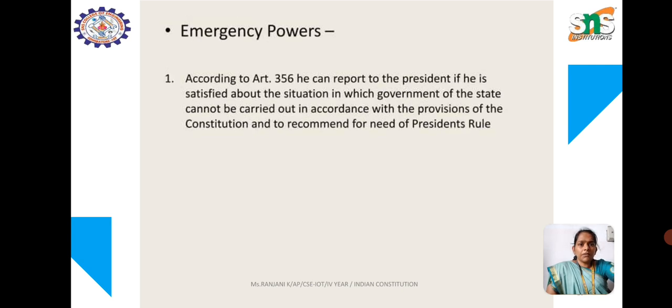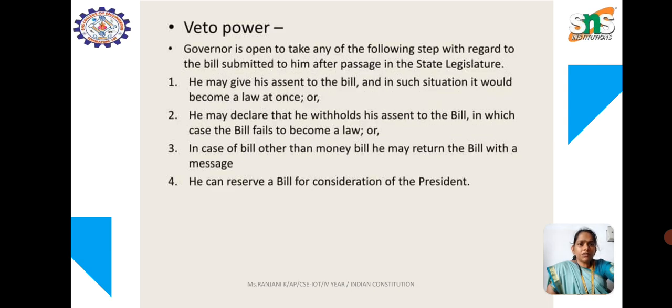Next is the emergency power. He can report to the president if he is satisfied that the situation is such that the government of the state cannot be carried on in accordance with the provisions of the constitution, and recommend the need for president's rule. Next is the veto power. Here the governor is open to take any of the following steps. He may give his assent to the bill so that it becomes law, or he may declare that he withholds his assent to the bill. In case of a bill other than a money bill, he may return the bill with a message. He can also reserve a bill for the consideration of the president.